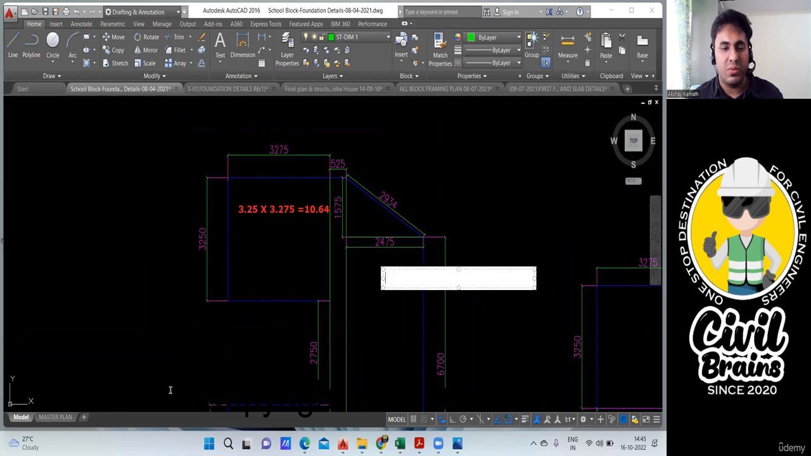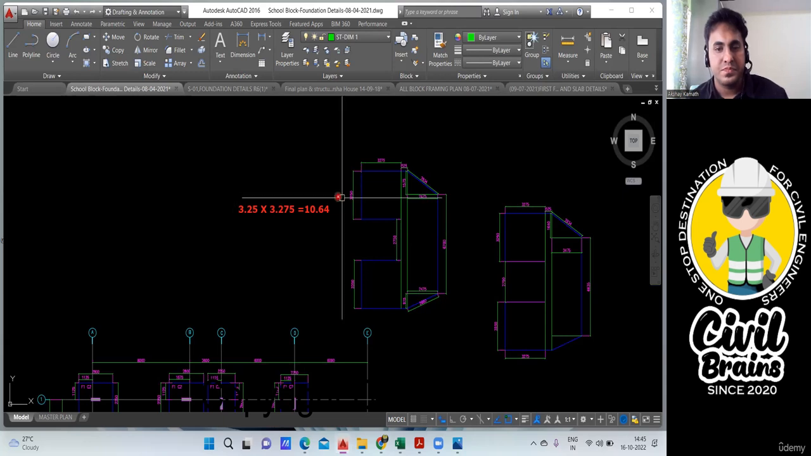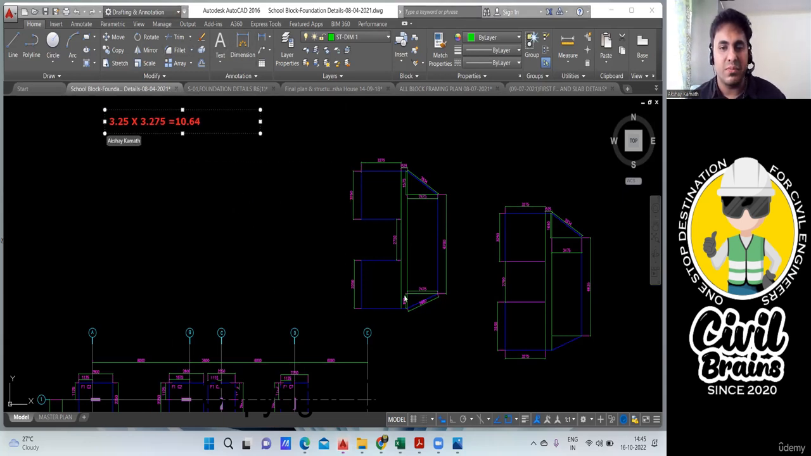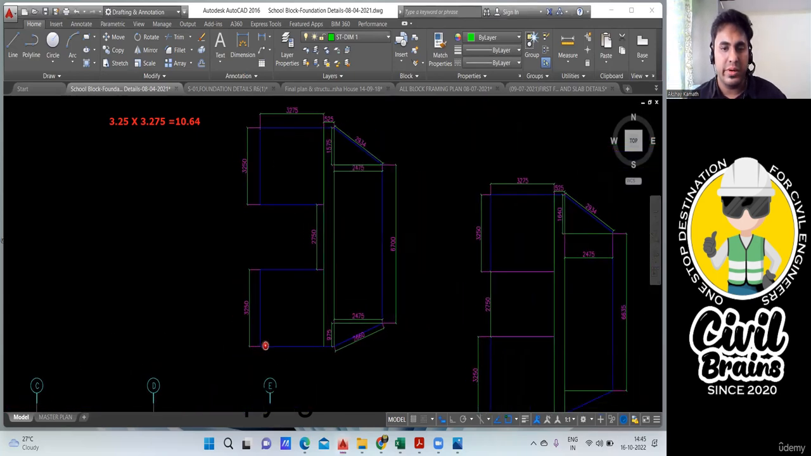Okay, now we'll be making a mistake. This I'll write here. Done. Next, we'll find this area now. So this area will again be 3275, and this is again 3250. I need to find the area. I hope you are able to understand. It's very simple, not an issue.